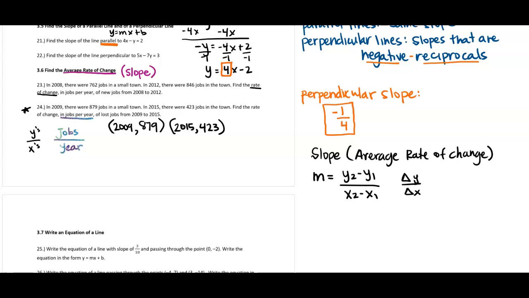All right, so then if we're thinking of this formula here, I'm going to label these as x1, y1, and x2, y2. Right? And then I'm going to just put that into the slope formula. So I've got 423 minus 879 over 2015 minus 2009. Okay, so I want you to take a minute and try and simplify this as much as you can. Figure out what our slope is here.